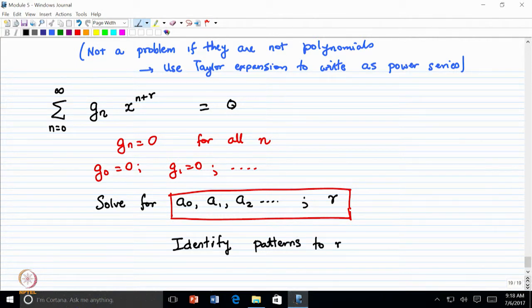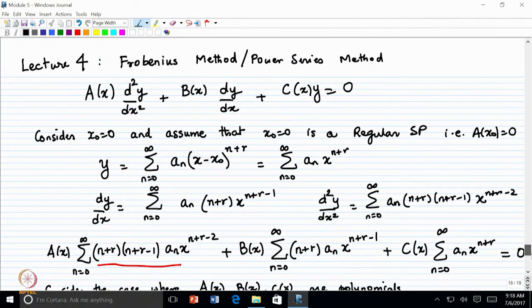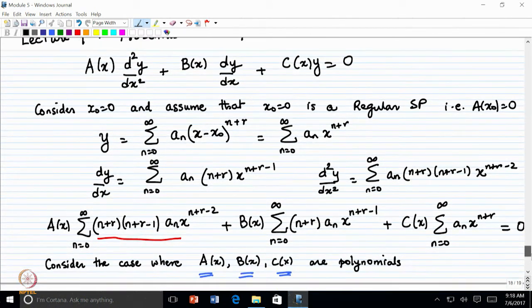to relate a n to a 0. We will see how this works in practice in some differential equations. But this is the basic crux on which the power series method is based. So what we will be doing is applying this to some specific equations.